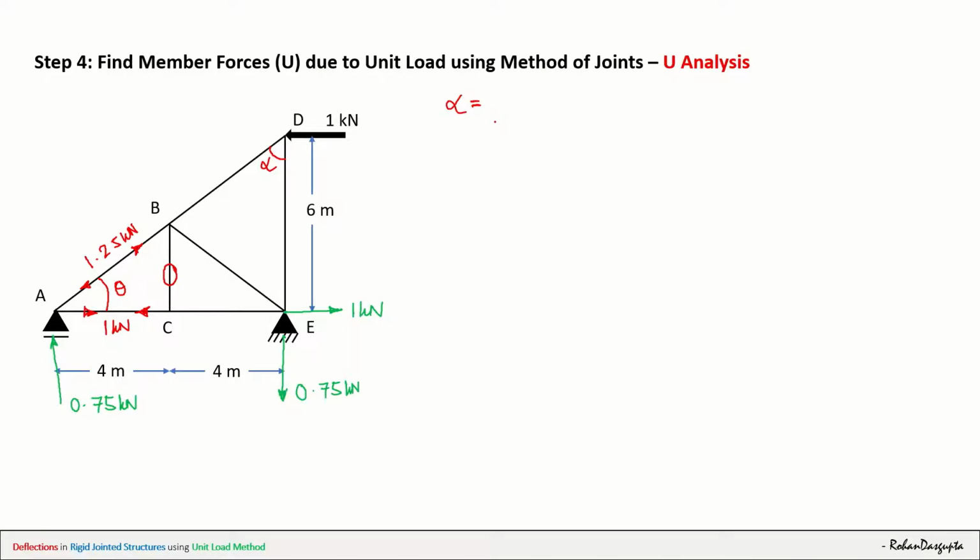So let us take triangle ADE. Alpha will be 180 degrees minus angle DEA, that is 90 degrees, minus angle DAE, that is 36.86 degrees. We have already found this out. If you do this calculation, it comes out that alpha equals 53.14 degrees. So now I am in a position to draw the free body diagram of joint D.